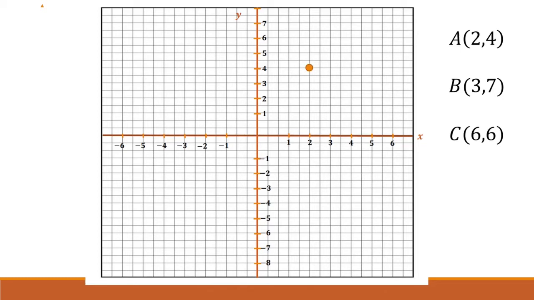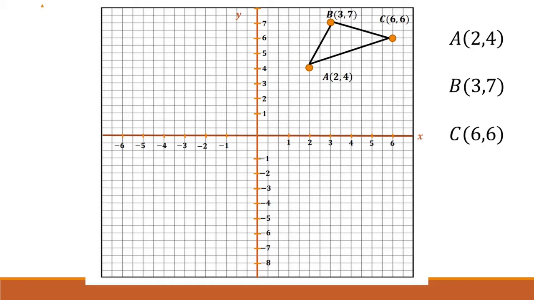So I'll plot the first point A, which is 2 on the x-axis, 4 on the y-axis. Point B, which is 3 on the x-axis, 7 on the y-axis. Point C, which is 6 on the x-axis, 6 on the y-axis. Then we join the points together. So I'll join point A to B, B to C, and A to C. And so this forms a triangle ABC.